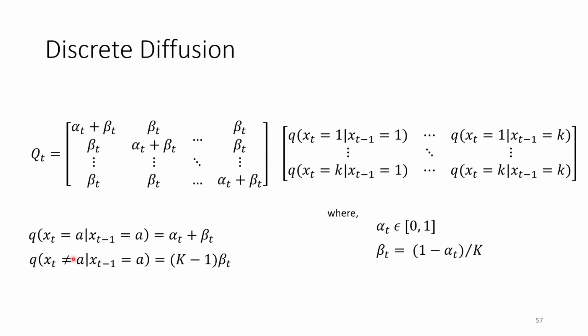This essentially means: what is the probability that I am at any current state, and in the next state I will remain in that particular state? It is given by alpha t plus beta t. What is the probability that I will jump into any other state? K minus 1 beta t.